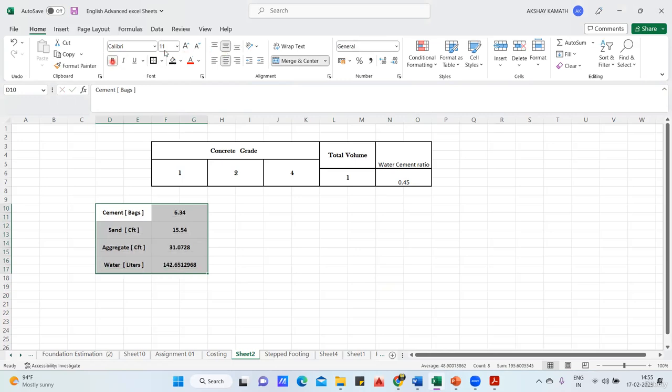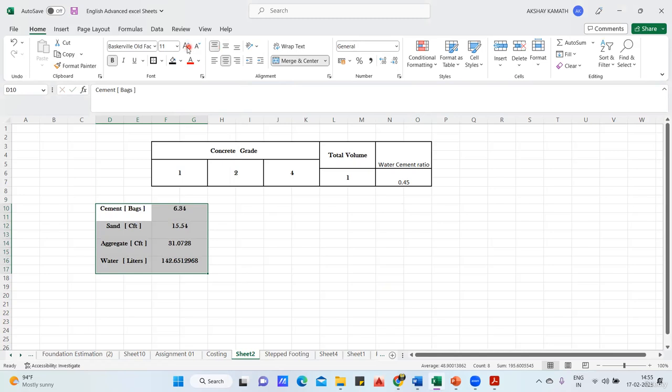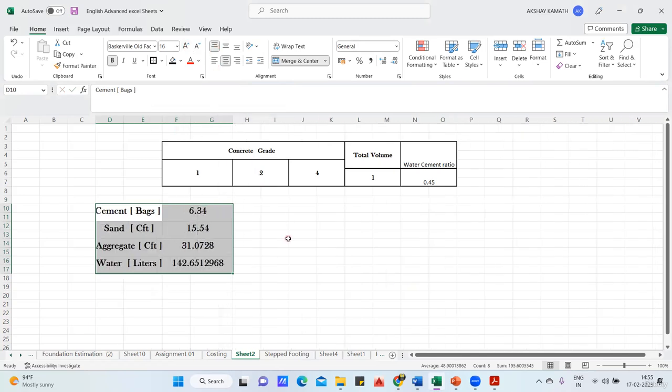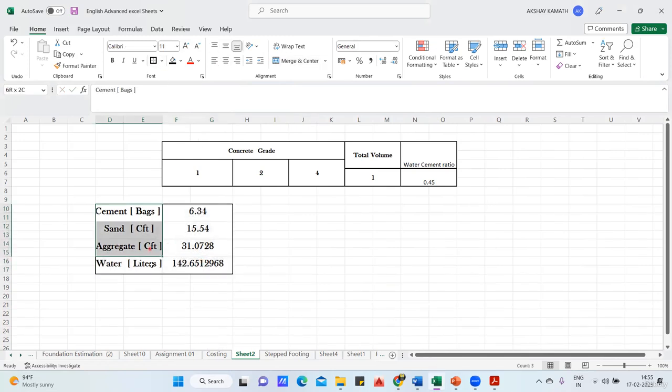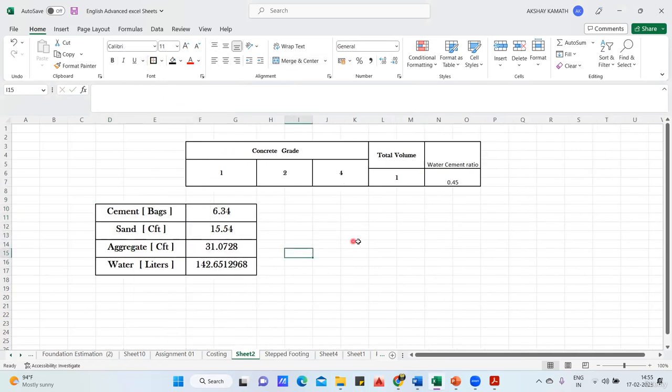If you want to decorate it, then you can decorate it. Bring it to the center, make it bold, and change the font of that. So your Excel sheet is ready now. So if any problem is given to you now, you can do everything. Okay, so done. Everything is ready now.